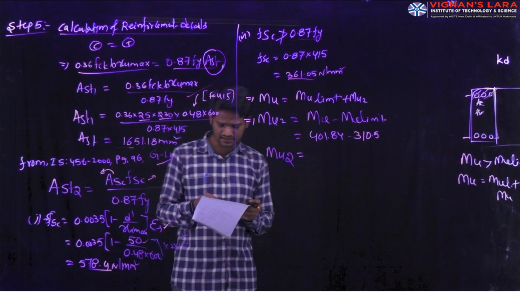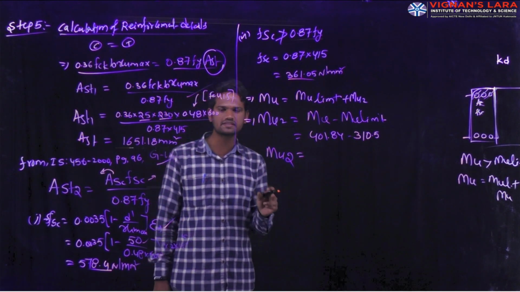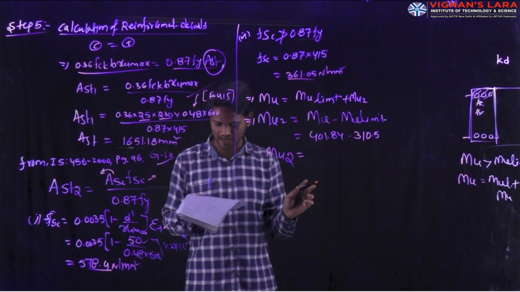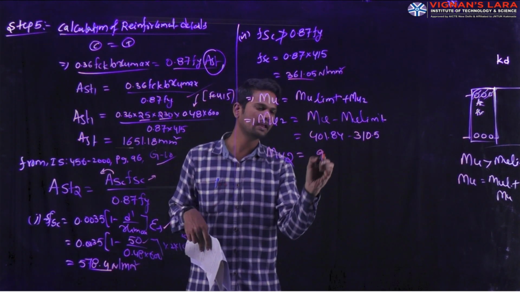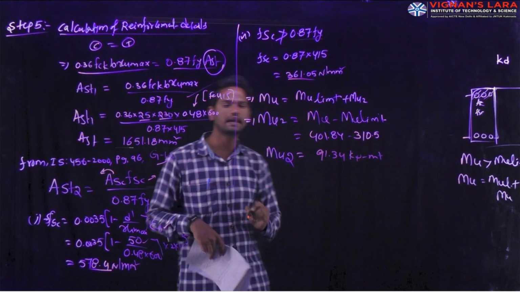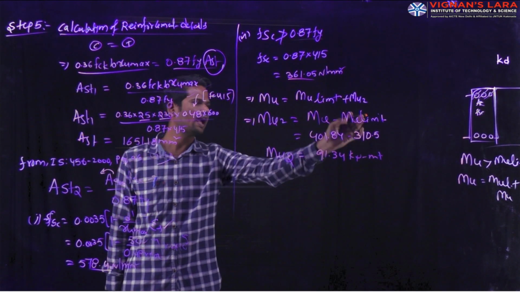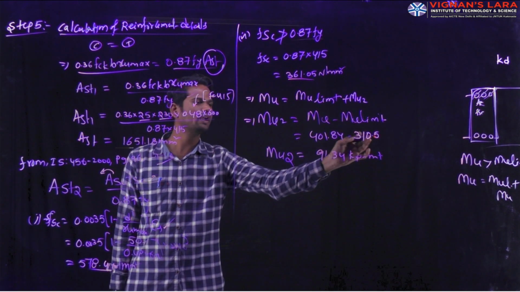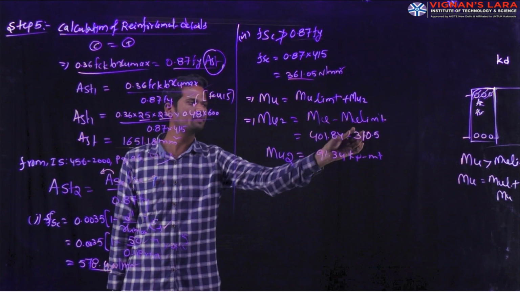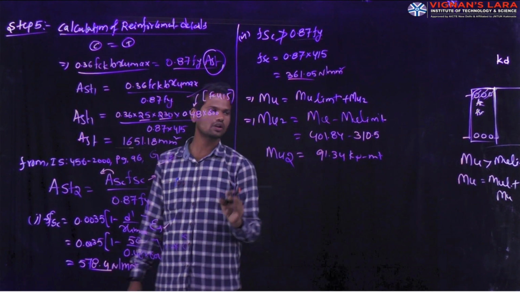That additional steel reinforcement we can calculate from the IS 456 code book. For this additional moment I am getting this value as 91.34 kilonewton meter. That means this is the additional moment. If you subtract the limiting moment from the total moment, I am getting this additional moment as 91.34 kilonewton meter.